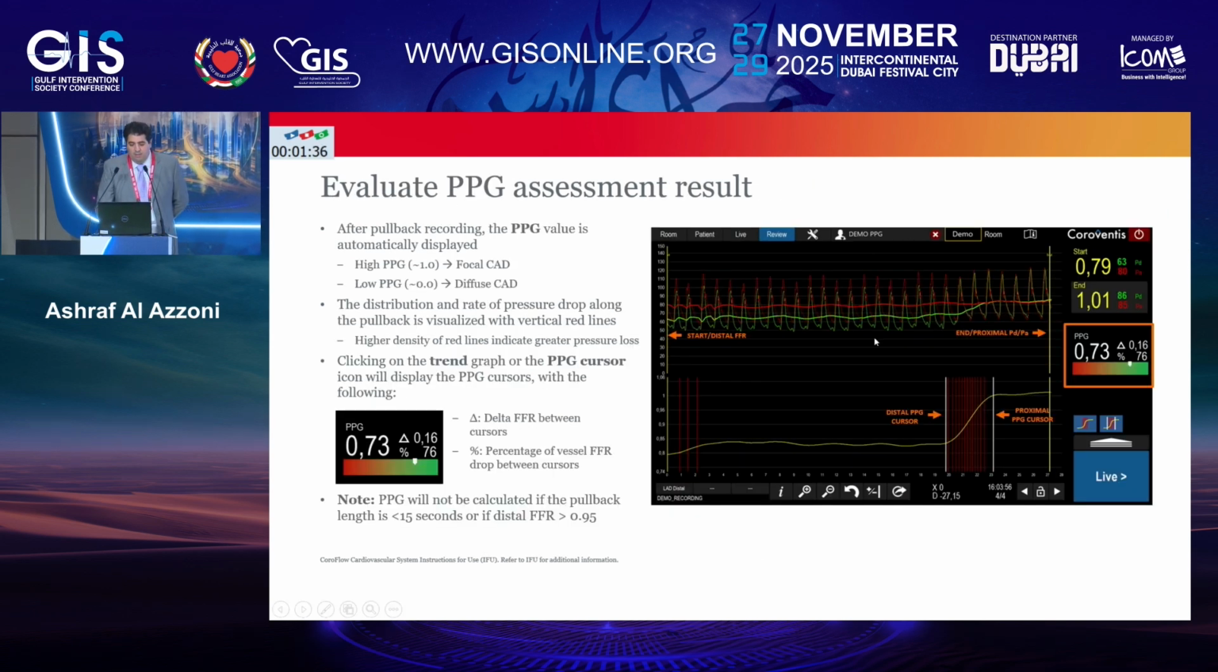And this is how the screen will look like. The PPG will be on this side of the screen. As I mentioned, the lower it is, the more diffuse the lesion is. The higher it is, more than 0.62, it indicates a focal lesion. You'll get your FFR as normal. And once you move these markers, you can then do your analysis of what will be the FFR if you only stent from point A to point B, and this way it can help you optimize your PCI in that case.